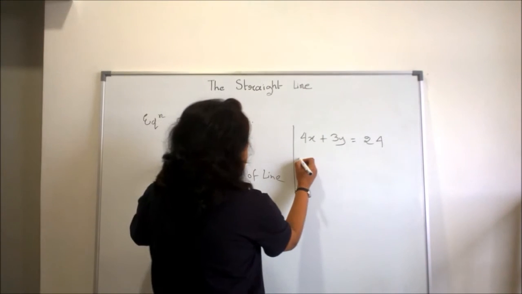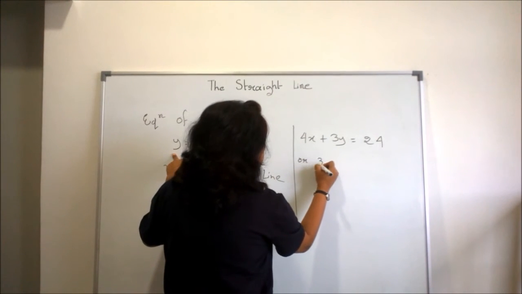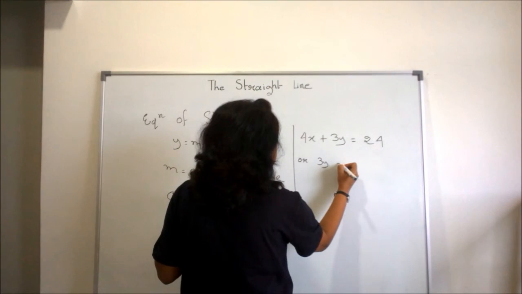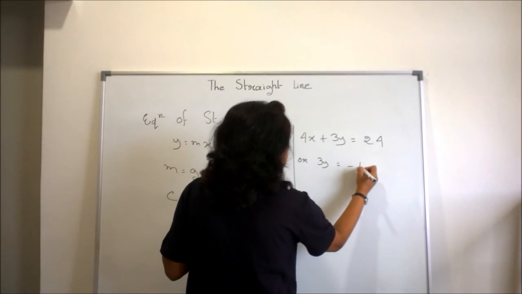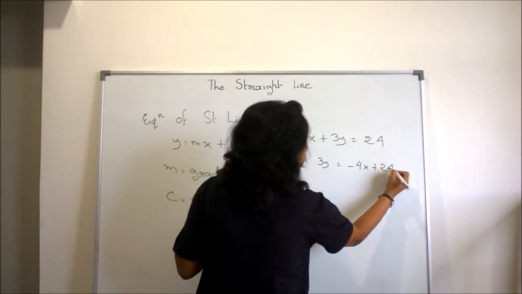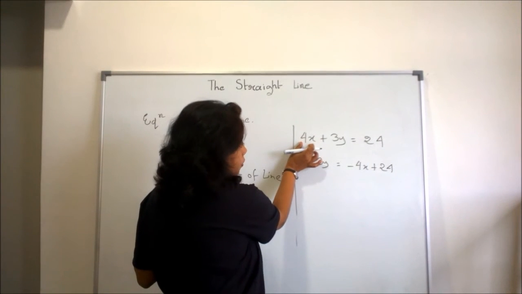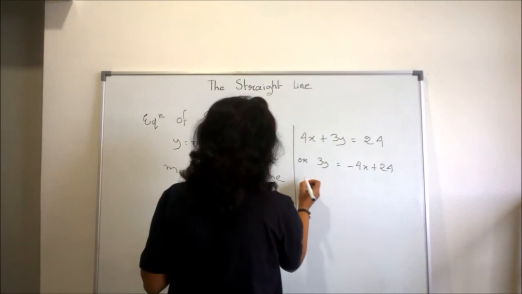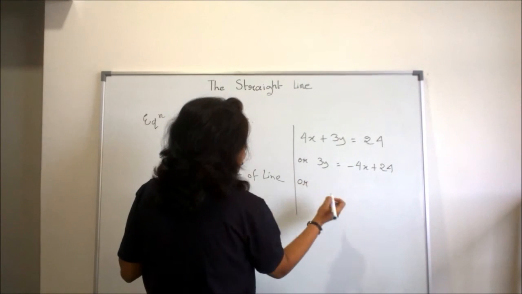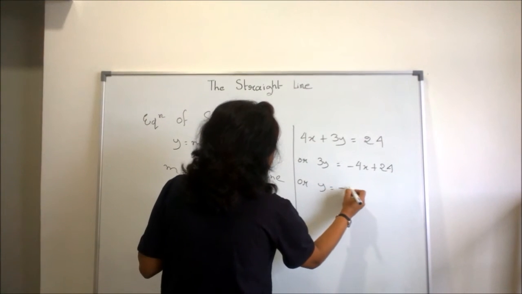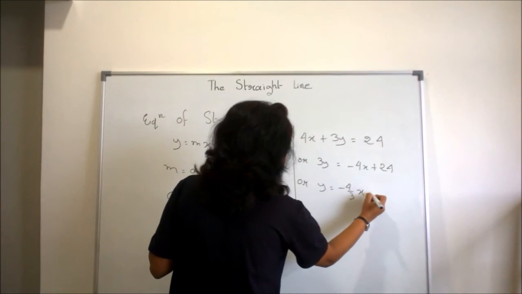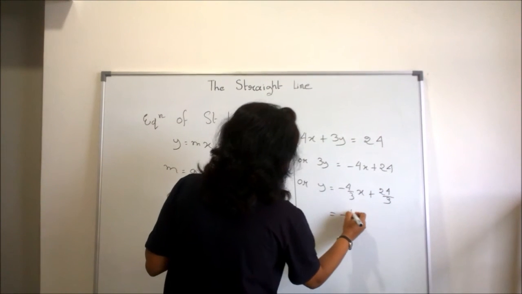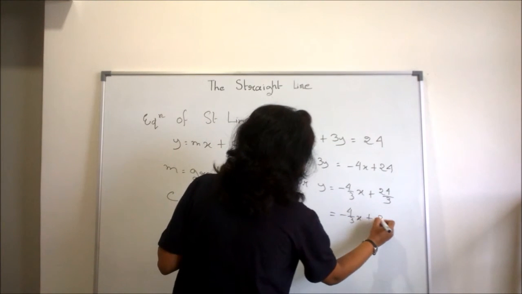Okay, so for this what we will do, we keep the 3y on one side and take 4x to the other. So this becomes 3y is equal to minus 4x plus 24. You can write it, just take the 4x to the other side, so it becomes minus. Okay, so now y is equal to minus 4 by 3 x plus 24 by 3. So this becomes minus 4 by 3 x plus 8.